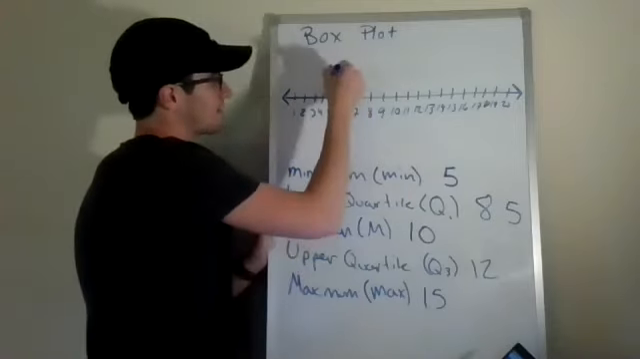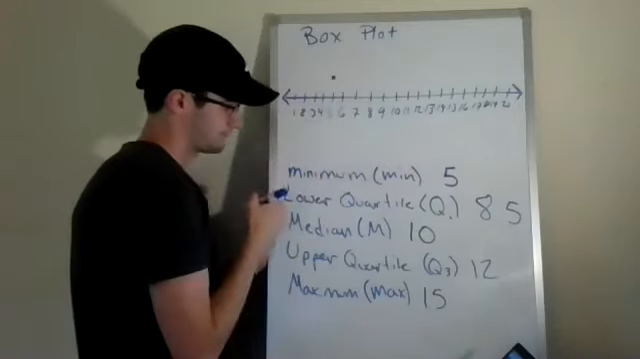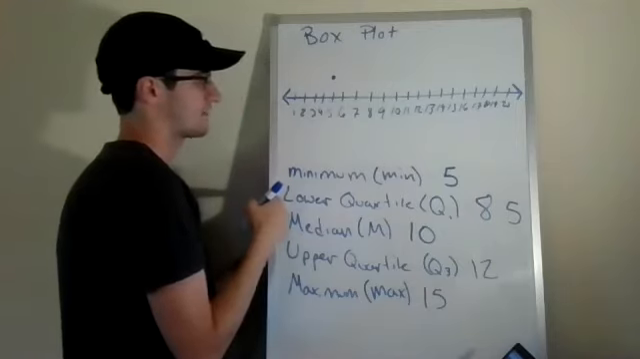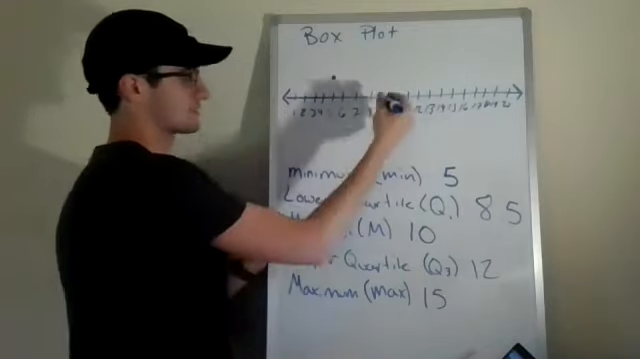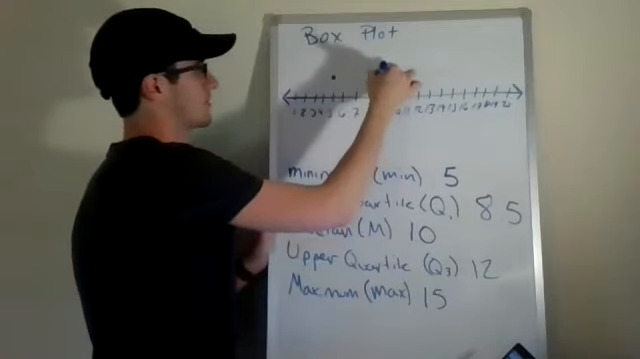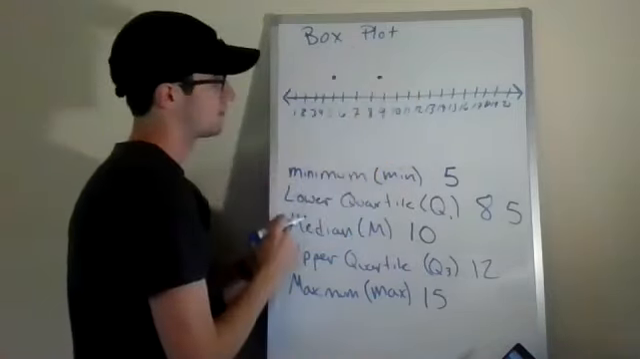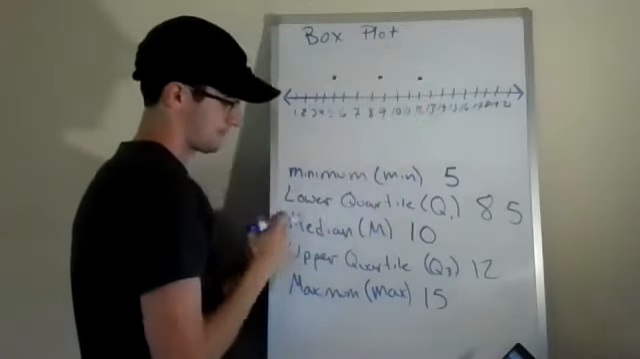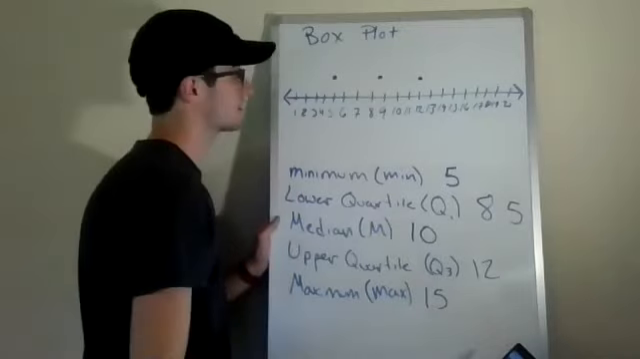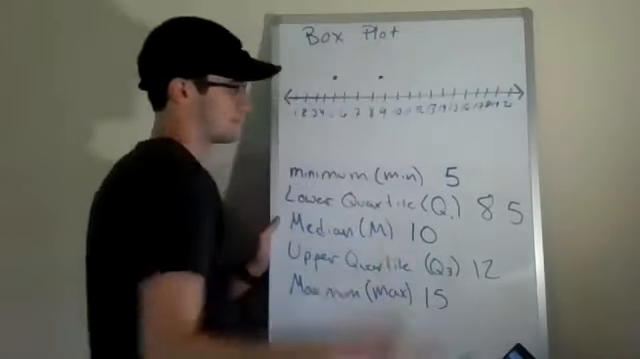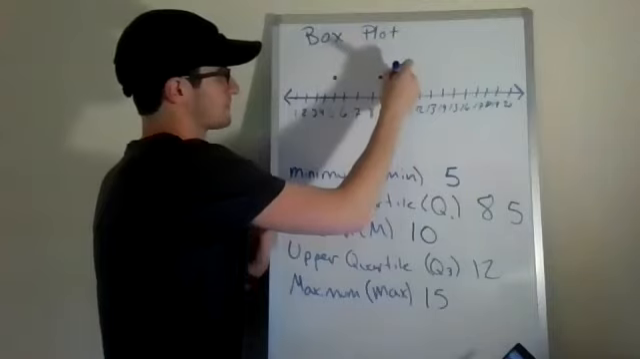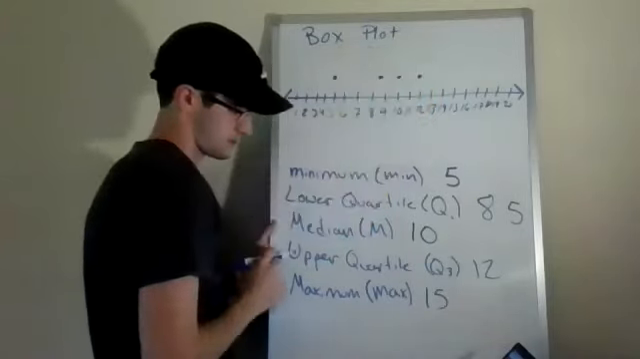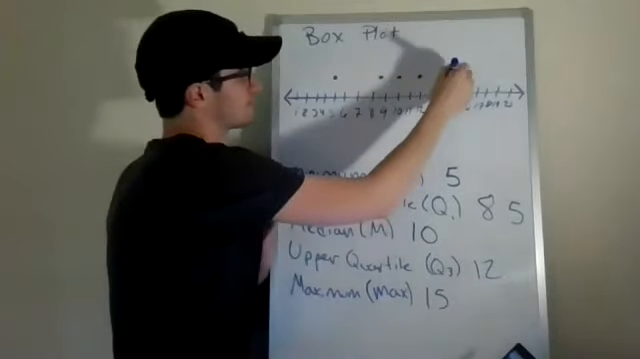Minimum is 5, so plot a dot there. Plot the lower quartile at 8.5. But there's no 8.5 tick mark. It's all right. Go in between. Plot the median, which is 10. Plot the upper, which is 12. And the maximum, which is 15.